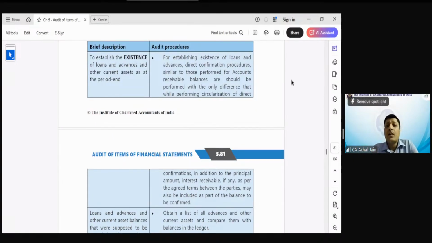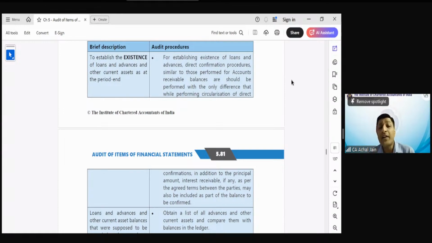Here again, what will you do? Because these are advances, loans given to third parties, direct confirmations will have to be rolled out. So that's one of the procedures you'll perform. Now, around this direct confirmation procedure, we have discussed this quite a lot, so it's not necessarily required to be repeated.